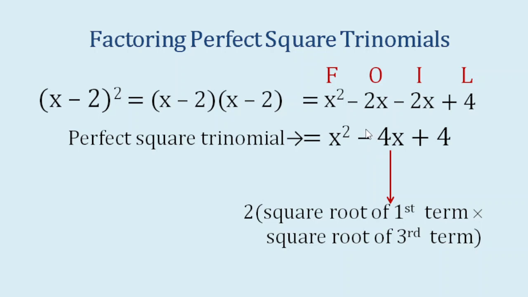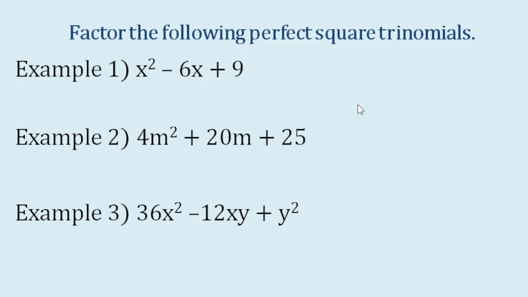So therefore, if we are asked to find the factors of a perfect square trinomial, we are going to remember that it comes from the square of a binomial. We are going to find the square root of the first term x squared, which is x. Use the sign of the middle term, minus, then get the square root of the last term, 4, which is 2, then square it. So, let's do some examples.